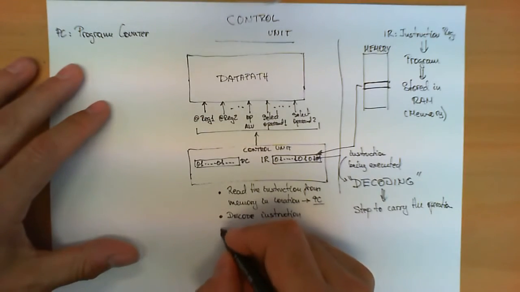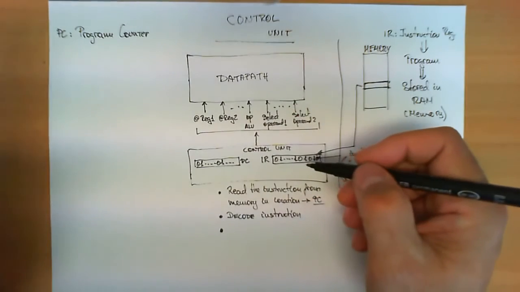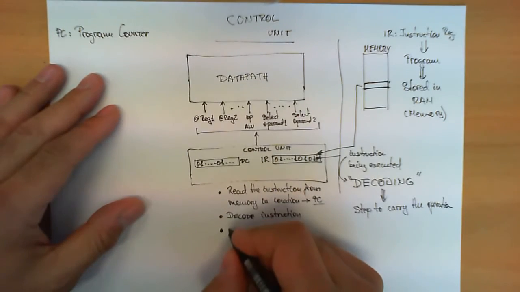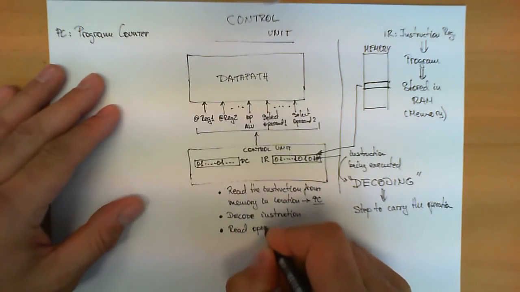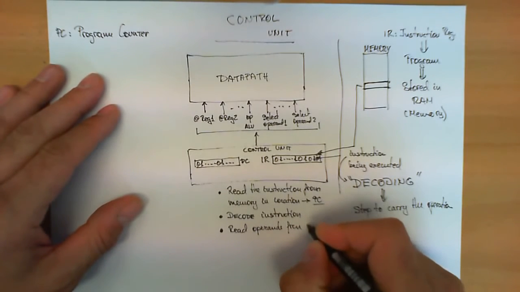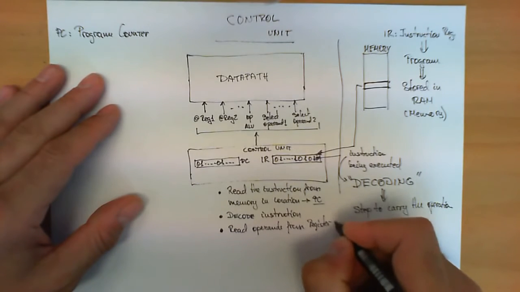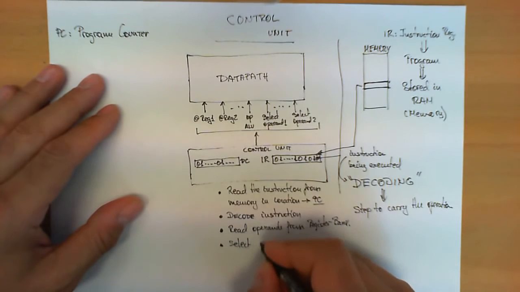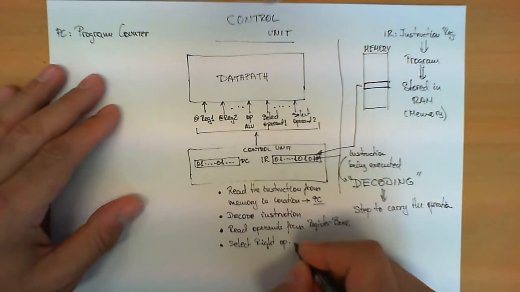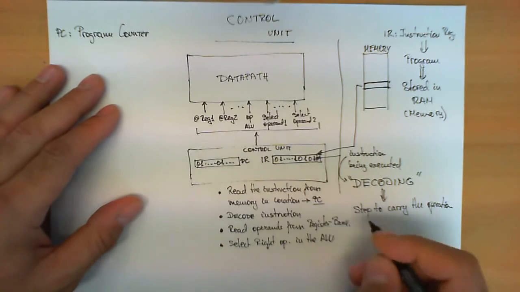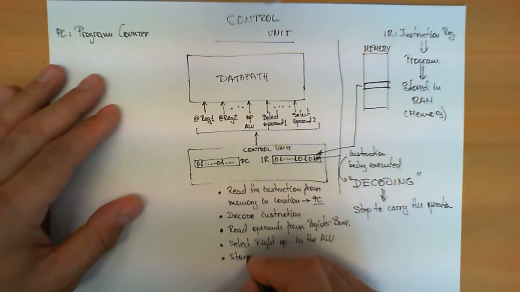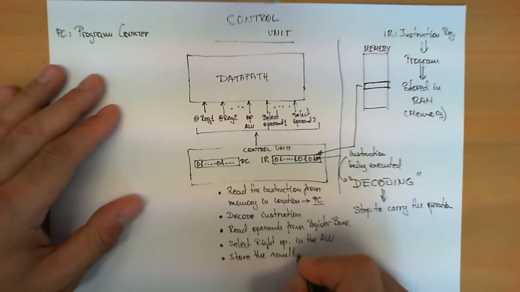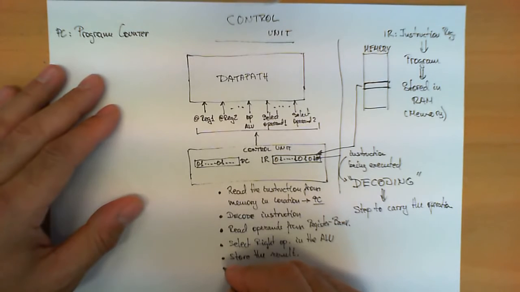Now the following steps that the control unit would do is provide all the control signals at the right time, synchronized with the clock, such that we read the operands from the register bank. Then we need to also select the right operation in the ALU, store the result. Once the result has been stored at the output of the ALU, it needs to be written in another register.